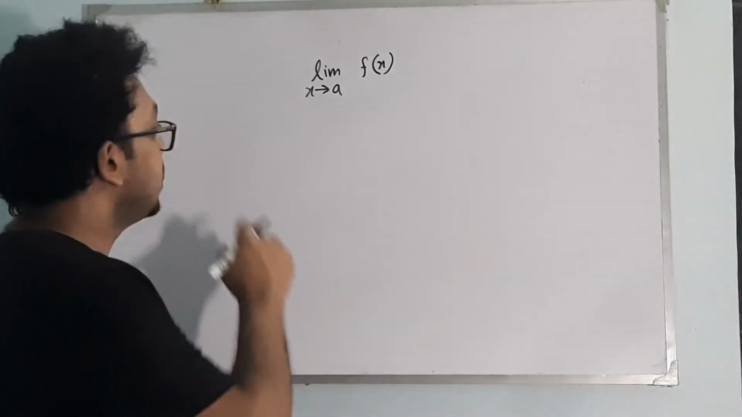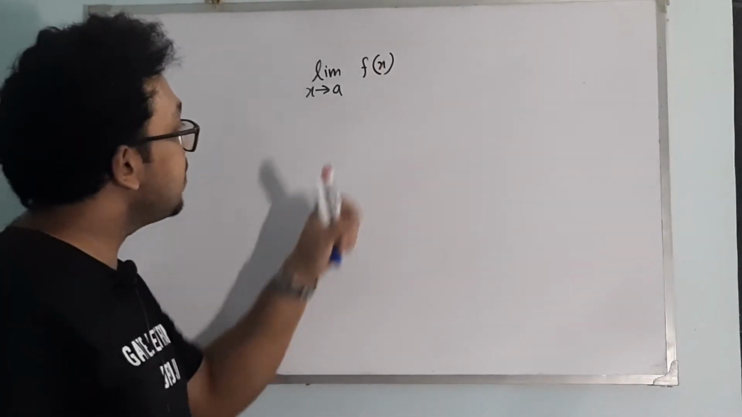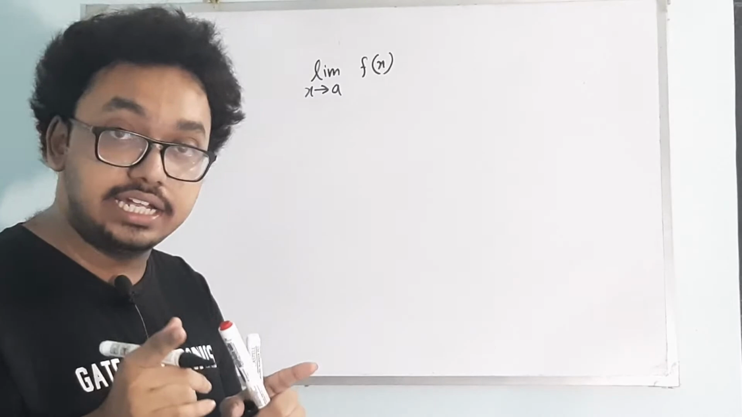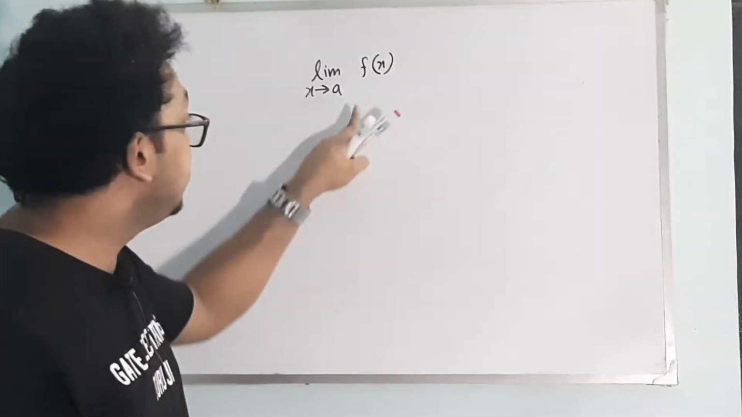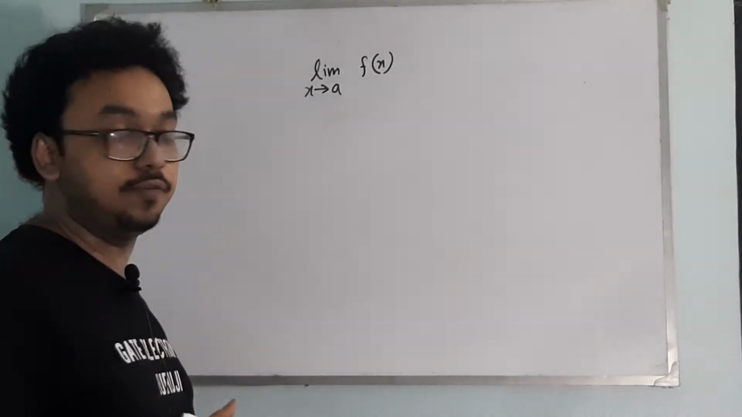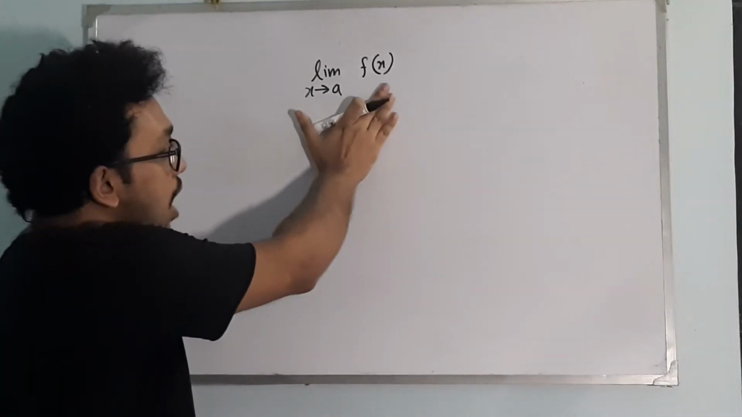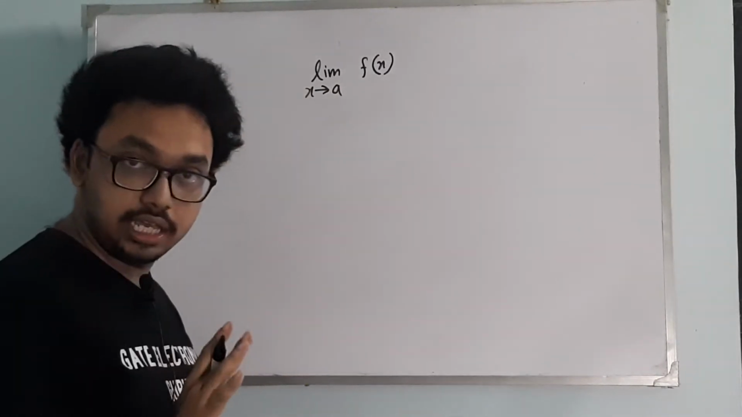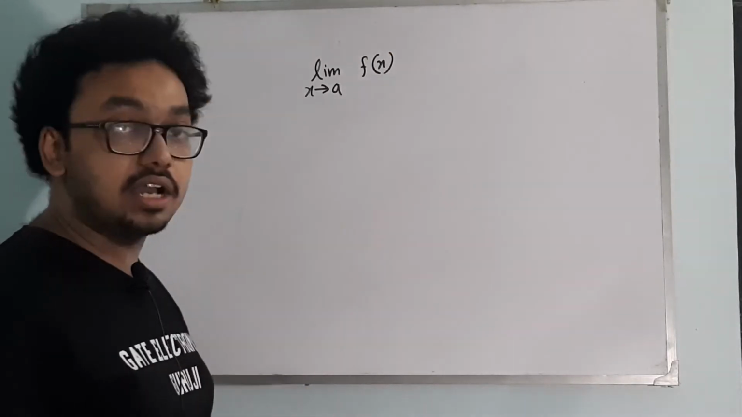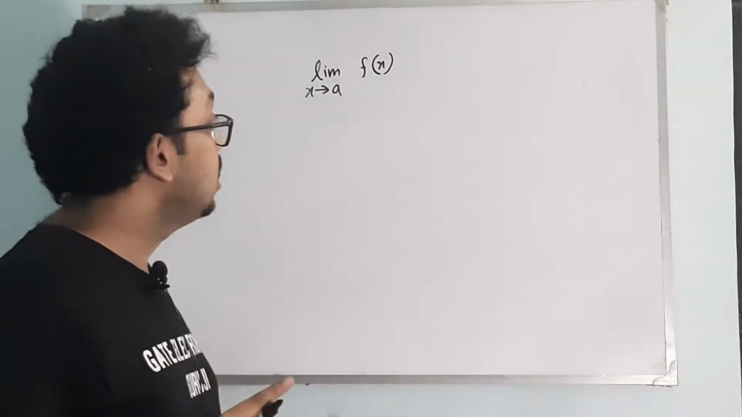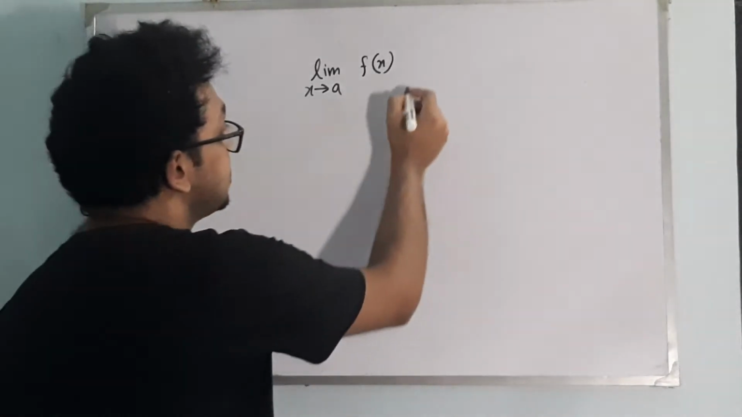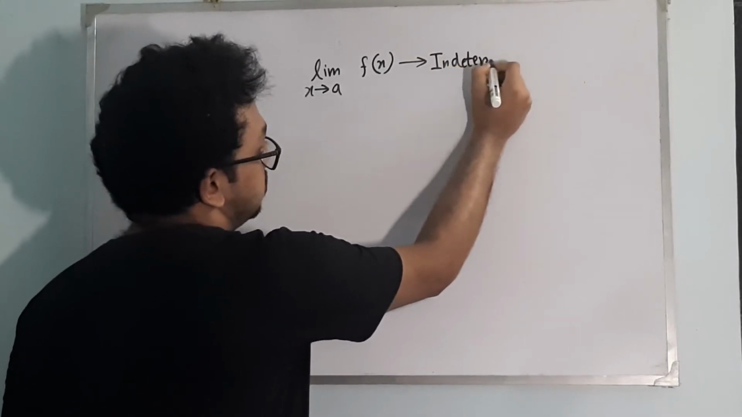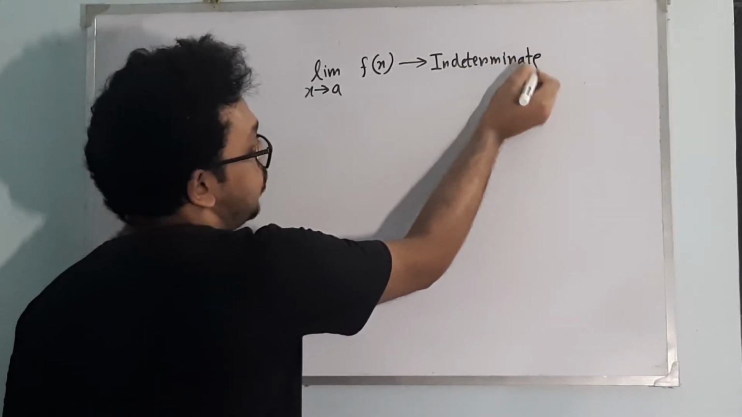Now if the function f(x) is such that just by observing the function you cannot directly tell whether the limit is existing or not, then we'll say that the limit is present in indeterminate form. So what did I say? If just by observing the function you cannot directly say whether the limit is existing or not, then we will say that the limit is present in indeterminate form. I hope that the concept is clear up to this part.